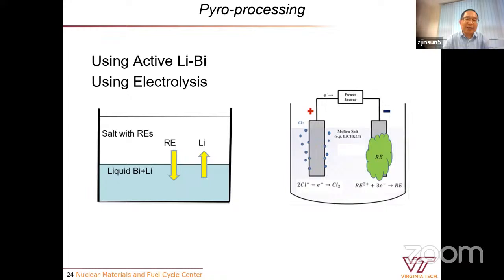in some other application. You can also do electrolysis. For example, for chloride salt, you can produce chlorine gas at one electrode and deposit the rare earths on the other electrode, so you can separate your rare earths. And at the same time, you can separate your actinides as well.